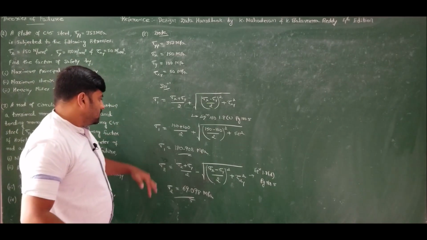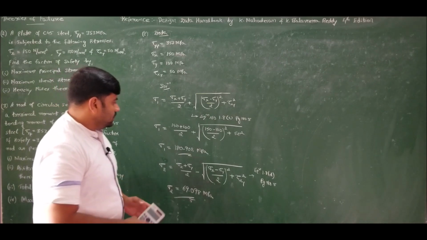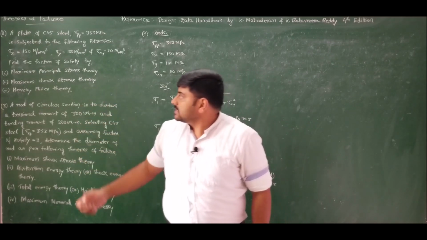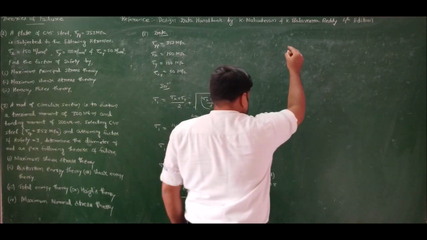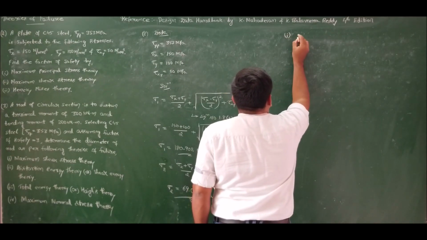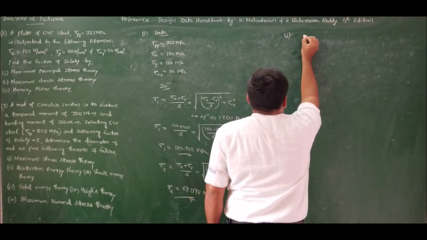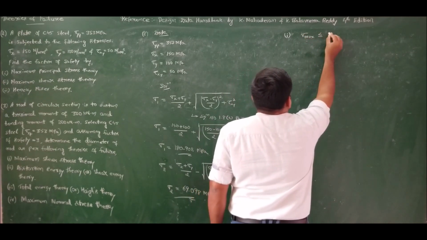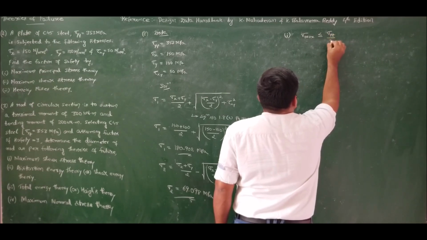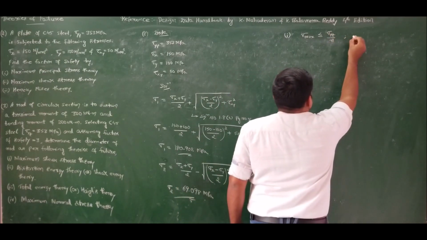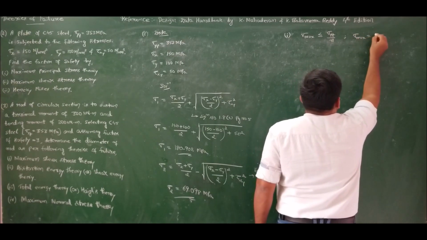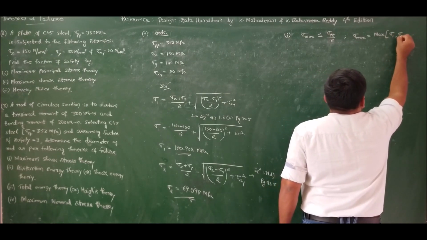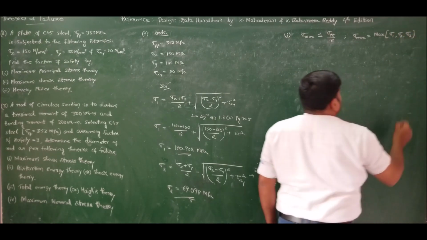Now we know the maximum principal stress and the minimum principal stress. Now you can use theories of failure to determine the factor of safety. First let me address maximum principal stress theory. According to maximum principal stress theory, sigma max should be less than or equal to sigma yield in tension by factor of safety, where sigma max is nothing but the max of sigma 1, sigma 2, sigma 3 for a triaxial system.